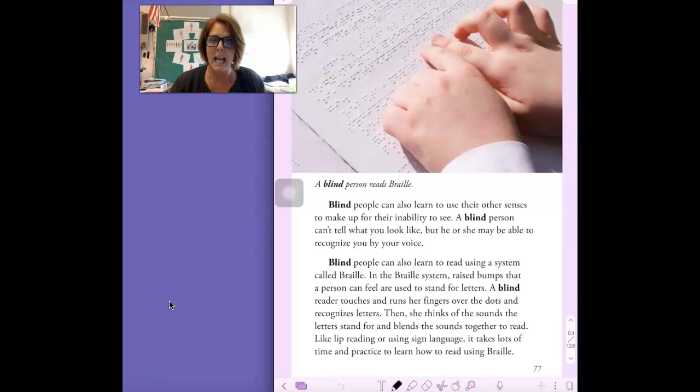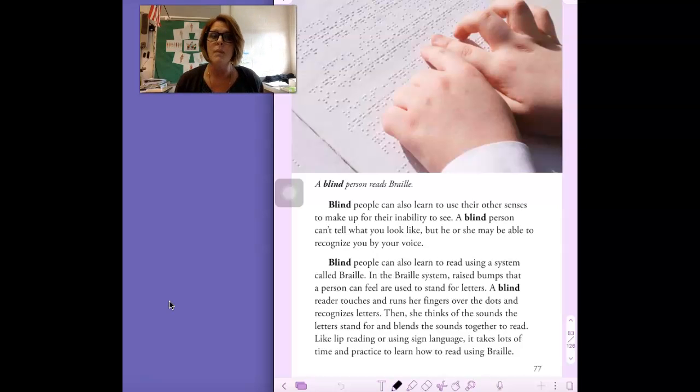A blind person can't tell what you look like, but he or she may be able to recognize you by your voice. Blind people can also learn to read using a system called Braille. In the Braille system, raised bumps that a person can feel are used to stand for letters. A blind reader touches and runs her fingers over the dots and recognizes letters. Then she thinks of the sounds the letters stand for and blends the sounds together to read. Like lip reading or using sign language, it takes lots of time and practice to learn how to read using Braille.